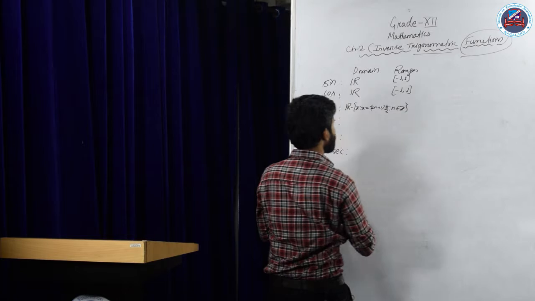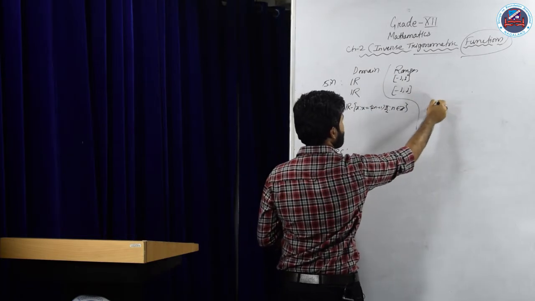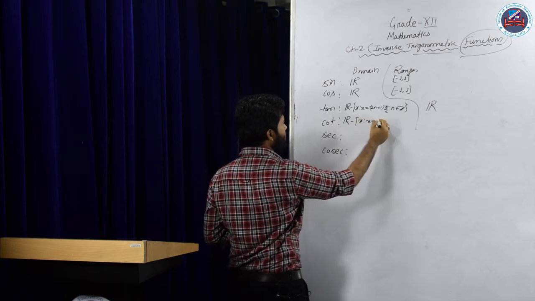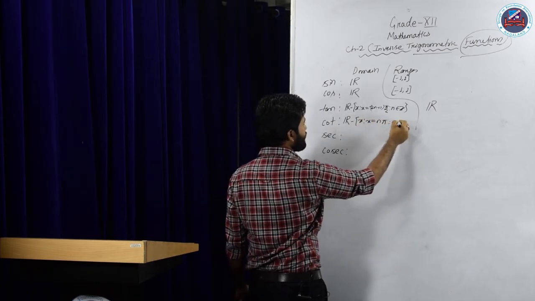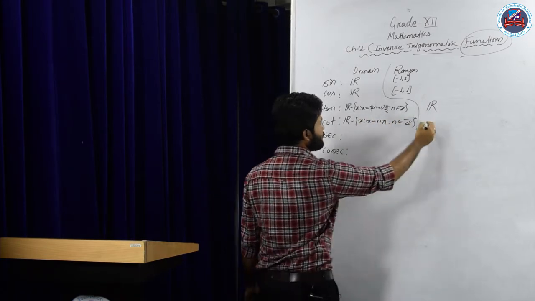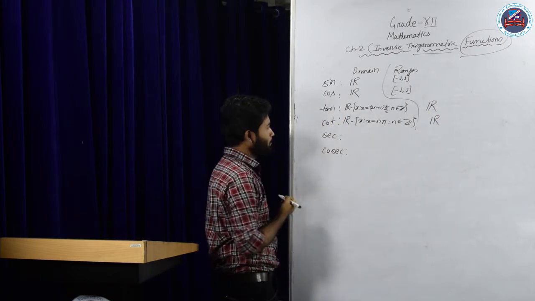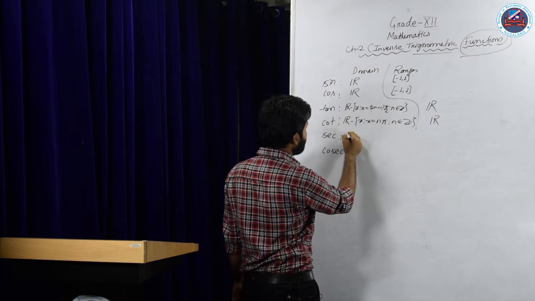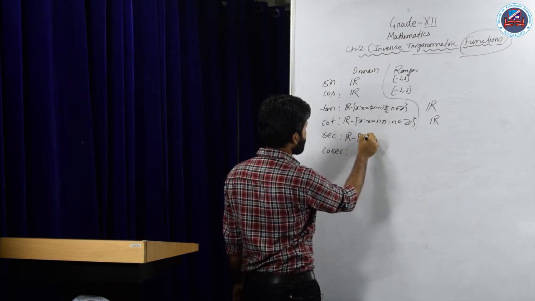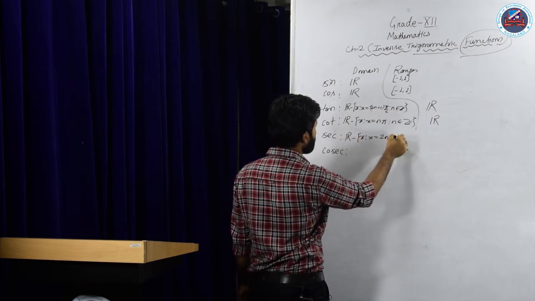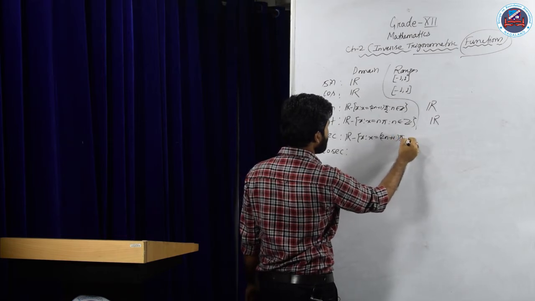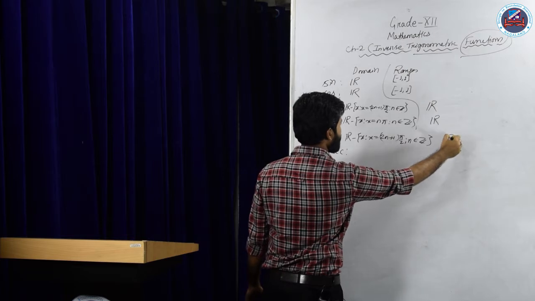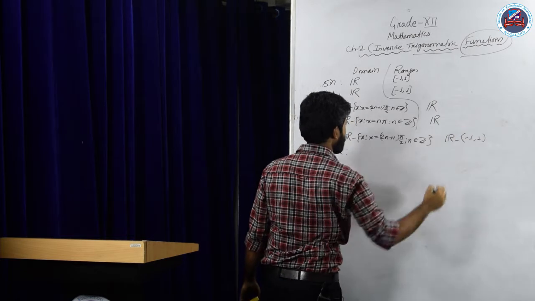And what is the range? The range is the set of real numbers. For cot it is R minus the set of x such that x is equal to nπ, where n belongs to the set of integers, and the range is R. For sec, it is the same as the tan. It is R minus the set of x such that x is equal to (2n+1)π/2, where n belongs to the set of integers. And what is the range? It is R minus the open interval (-1, 1).